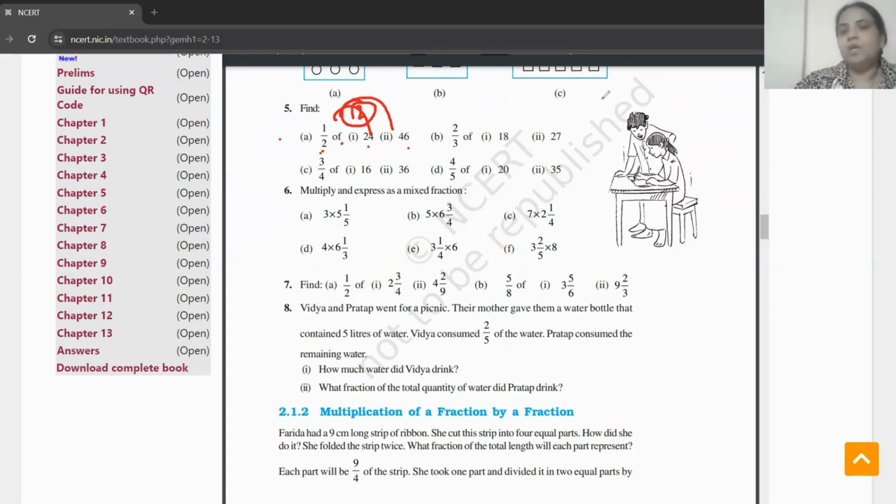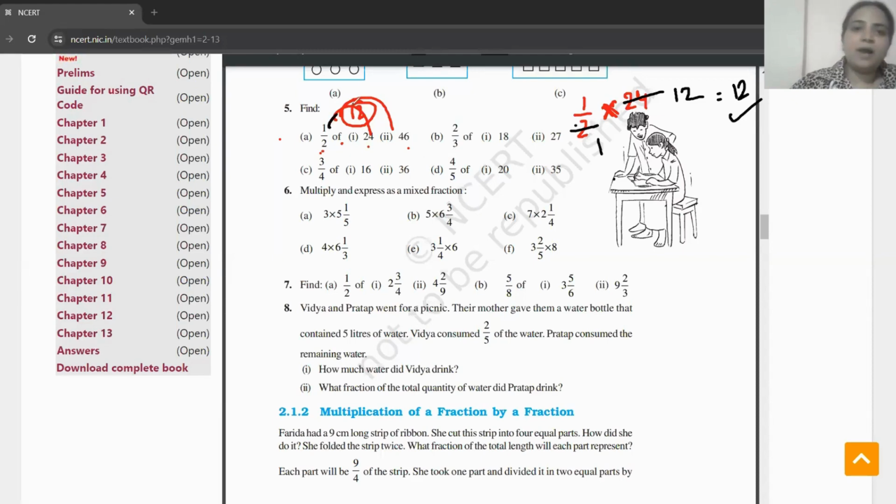But to show it mathematically, how will you do this? Half of 24. Of you will write as a multiplication sign, and 24 you will write like this. Now 2 and 24 have a common factor 2. So 2 divided by 2 is 1 and 24 divided by 2 is 12. So what's the answer? 12 by 1 or 12 only. Simple, no?